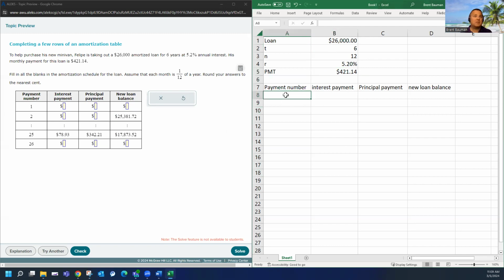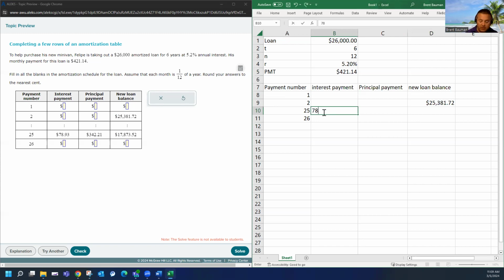So for payments, we're working with the first payment, second payment, then it skips down. I'm not going to leave a gap there. I'm just going to write 25th payment and 26th payment. None of the top information is known. The only thing we're given is the new balance in month 2. So that's $25,381.72.